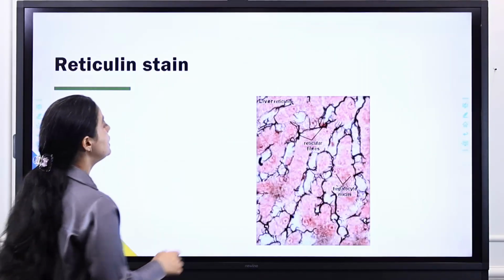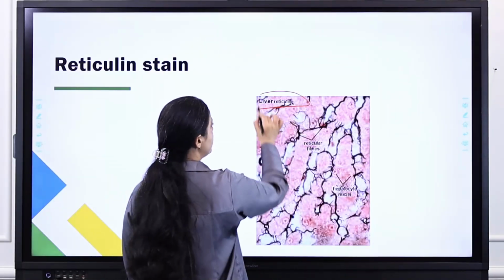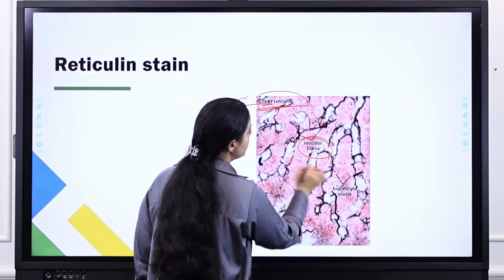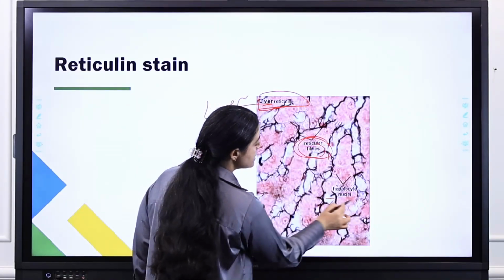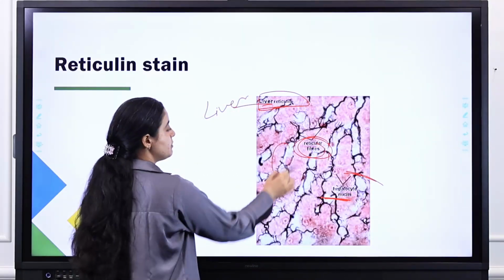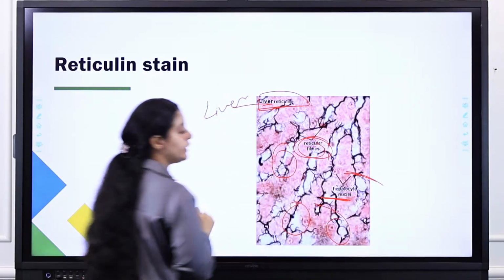Now, this is a liver reticulin stain. These are the reticular fibers, black in color. These are the hepatocytes, which are slightly reddish in color. So this black color you have seen, these are the reticular fibers.